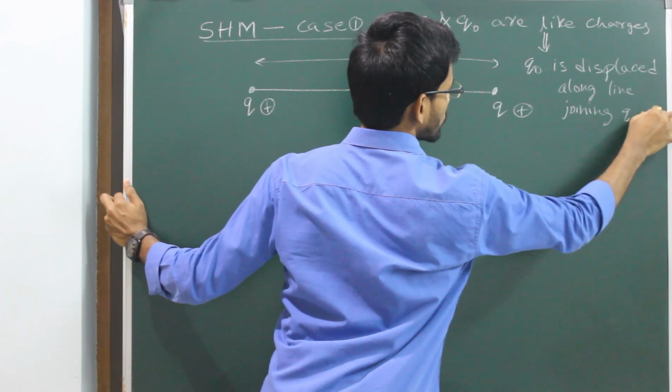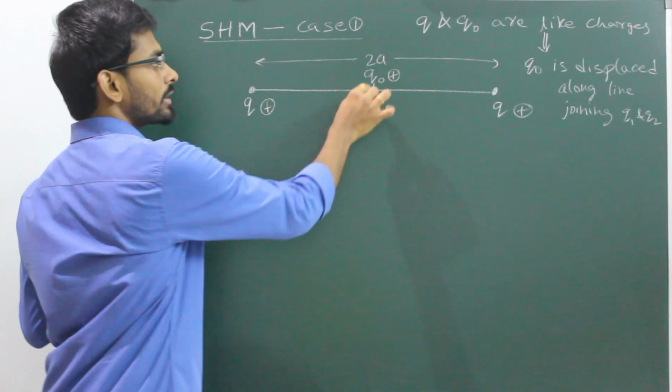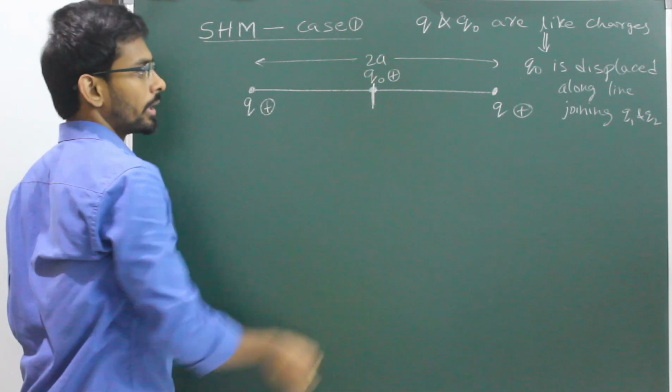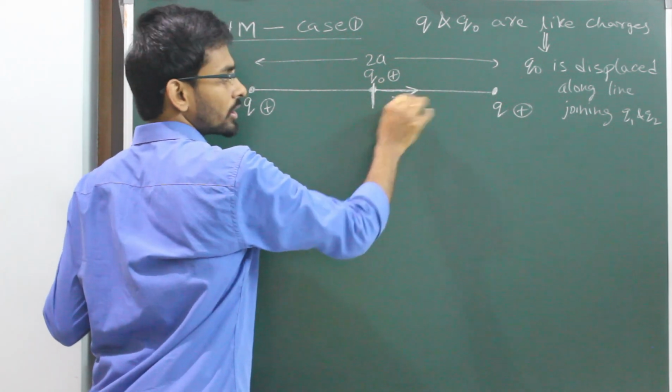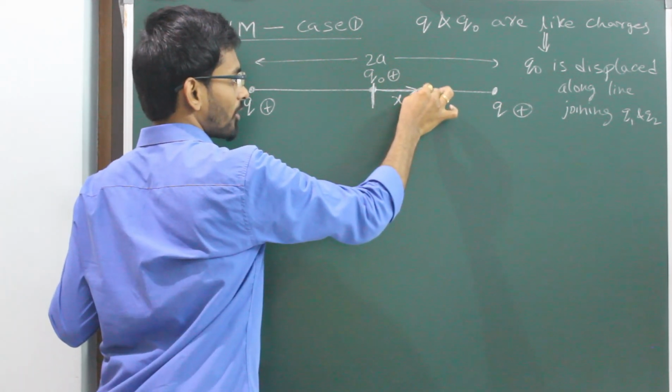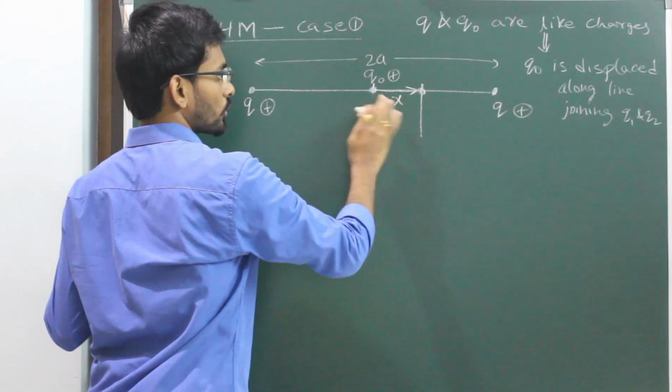Joining Q1 and Q2. So this is the first case. Now here let us displace this Q naught towards right by x distance. Let us take x towards right as positive. So we have moved Q naught till here. So this is the position of Q naught.